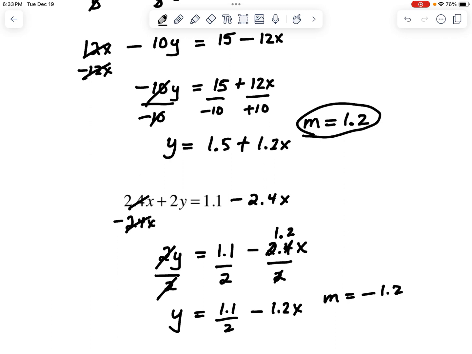And those definitely are not the negative reciprocal of each other, because they actually equal each other. To be reciprocal, they need to be different. And also they're not exactly the same, so they're not parallel either. So it turns out that they are neither.